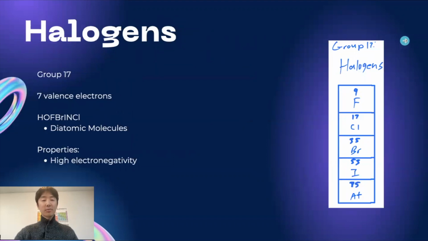And then halogens. Now halogens is my favorite group because it's super important in covalent and molecular bonds, and also Hofbrinkels, right? Halogens is group 17, 7 valence electrons. Hofbrinkel meaning that it's a diatomic molecule. So all of these, with the exception of astatine, atomic number 85, all these, fluorine, chlorine, bromine, iodine, make bonds with themselves to have diatomic molecules. Di meaning 2, so 2 atomic molecules, right?